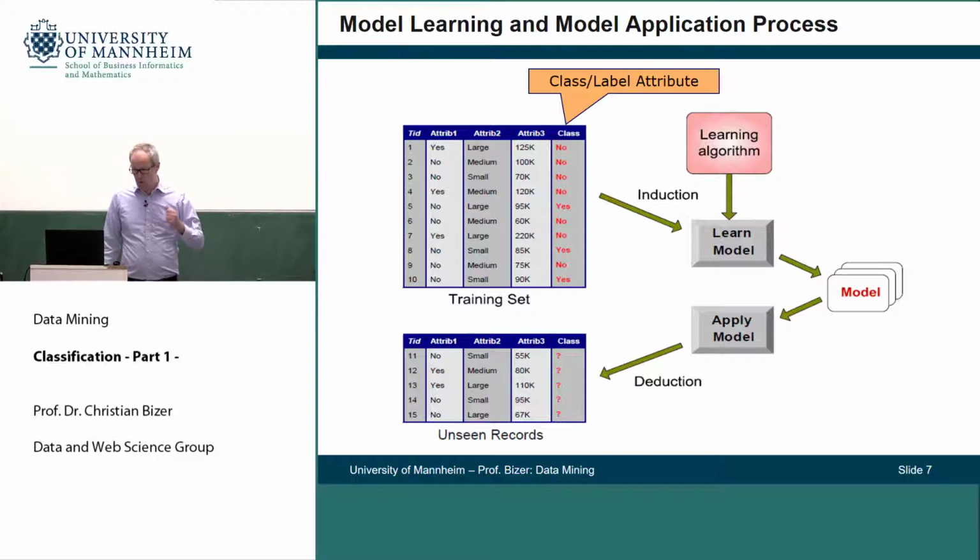Then we use these models to classify unseen records. That's the lower part of the picture. That's called deduction. So we apply the model to fill the question marks to predict labels for unseen records. We not only have a single model here in the picture, we already have a stack of multiple models. This already hints in the direction that we are not only learning one model, but we learn multiple models, then test them, and then use the model that worked best in the test for our production.